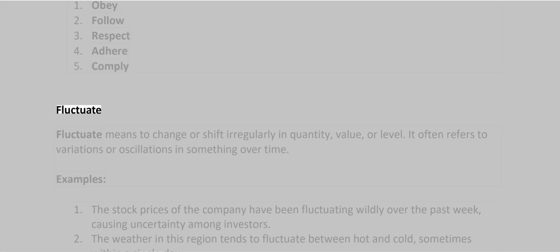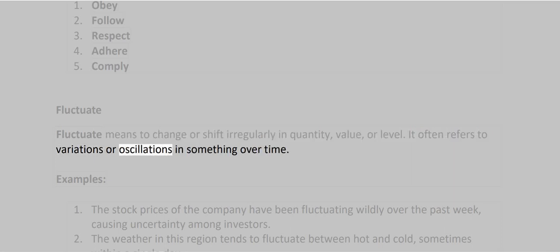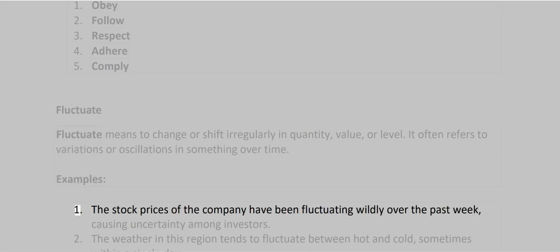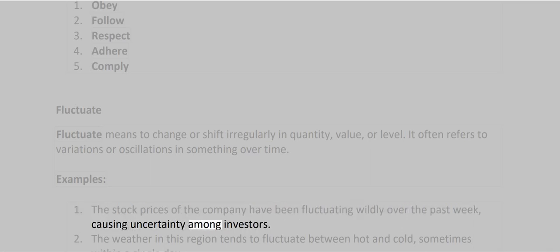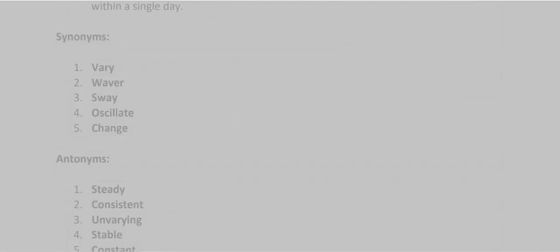Fluctuate. Fluctuate means to change or shift irregularly in quantity, value, or level. It often refers to variations or oscillations in something over time. Examples: 1. The stock prices of the company have been fluctuating wildly over the past week, causing uncertainty among investors. 2. The weather in this region tends to fluctuate between hot and cold, sometimes within a single day.